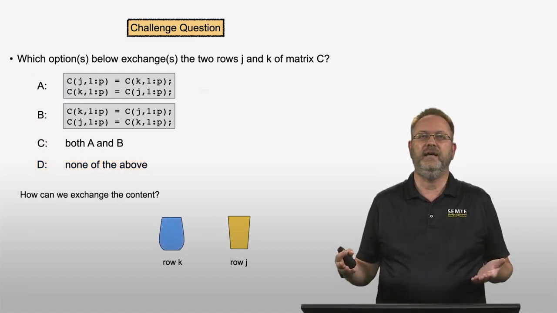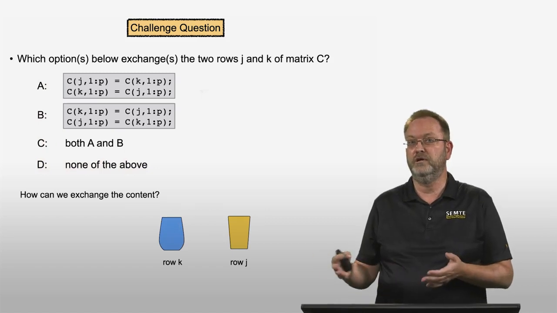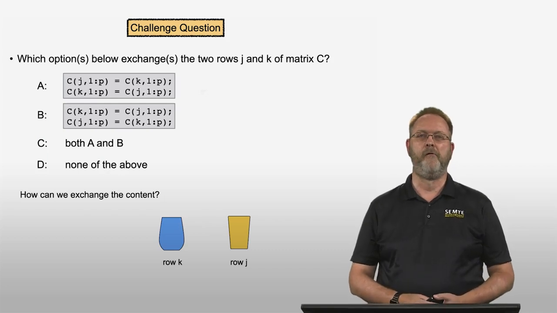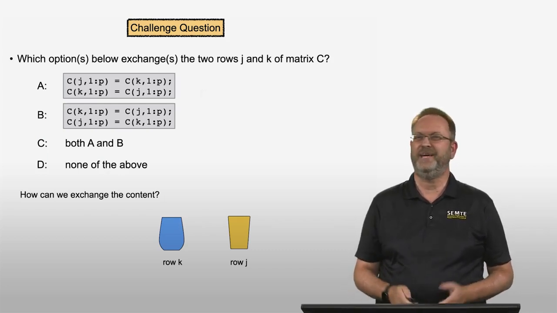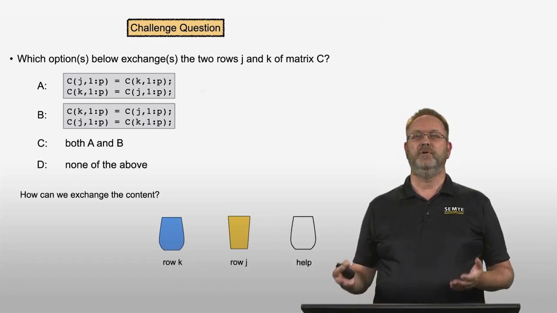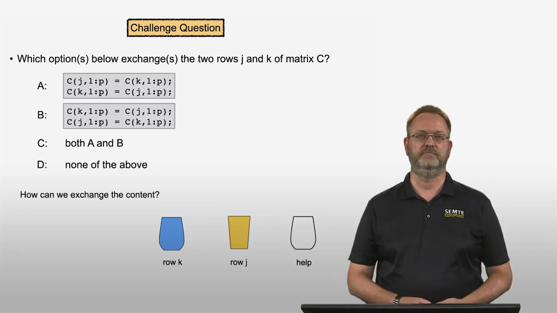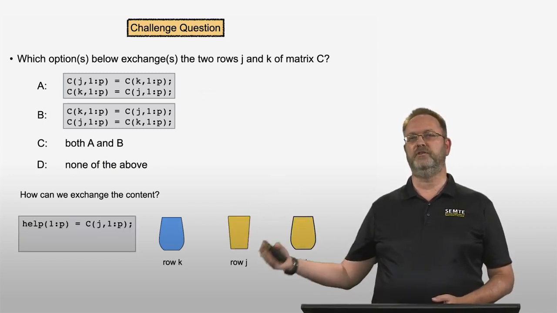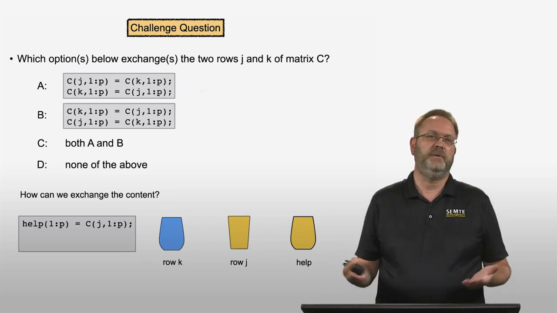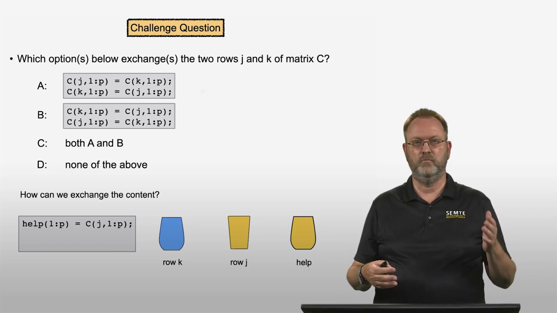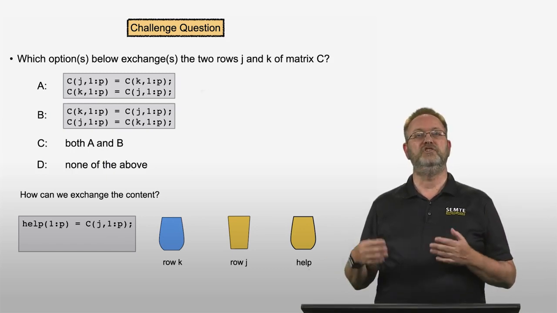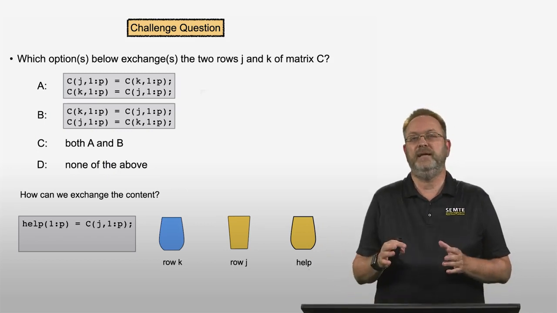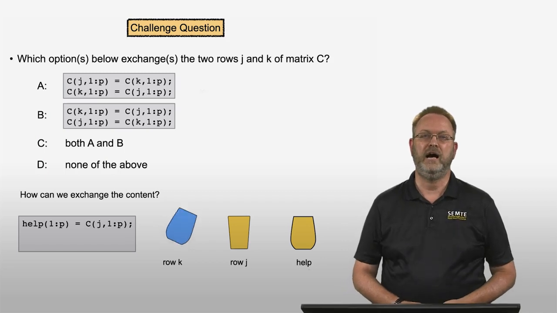So how can we exchange the content of these two rows, of these two glasses of different colored liquids that are filled to the brim? Well, it's a little bit of a trick question because we can't really, unless we bring in an additional helper glass. So how do we use it then? We just take the content of row J and copy it over into our helper glass, and that would be in code that we set help from column 1 to column P equal to the Jth row entry of C from 1 to P in the column number. So now we've made a safe copy of the content of our row J.